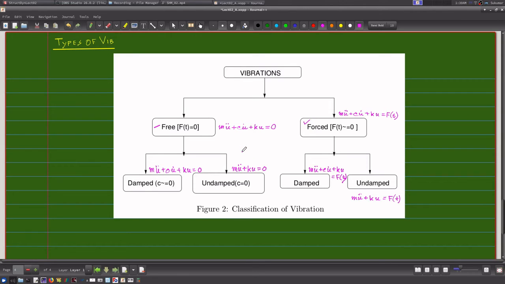So depending on the presence or absence of external dynamic load during the vibration, and depending on the presence or absence of damping in the system, I can have free and forced vibration, and both free and forced vibrations can be either damped or undamped. I have also written the corresponding equations of motion in every case. So these are my major types of vibrations we will discuss in this course.